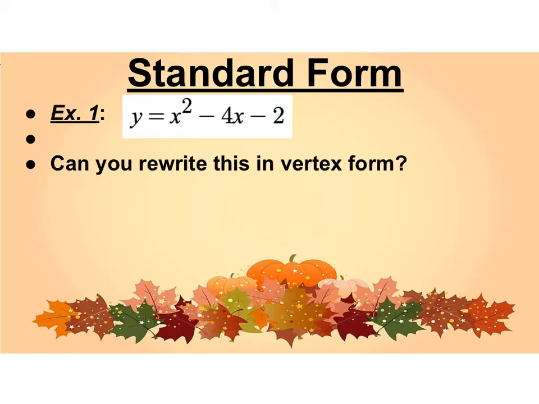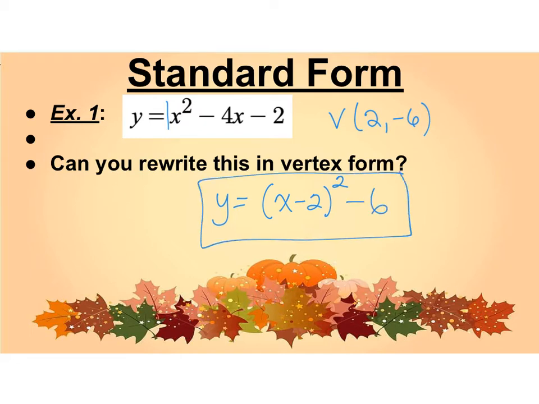Can we rewrite this in vertex form? Sure. So this is standard form. If you remember, my vertex is 2, negative 6. My a value is 1, so it's going to stay 1. So I'm going to use the idea of transformations to write this in vertex form. So I'm going to have y equals, a is 1, so I don't need to write that. X is 2, which means I'm going to do x minus 2. Remember to square it to make it a quadratic, and then minus 6. And now that is in vertex form. If I graphed both of those, I could graphically check.